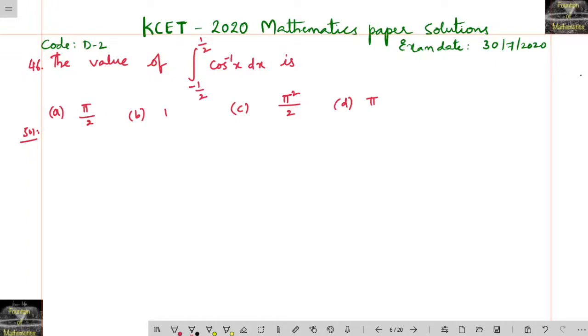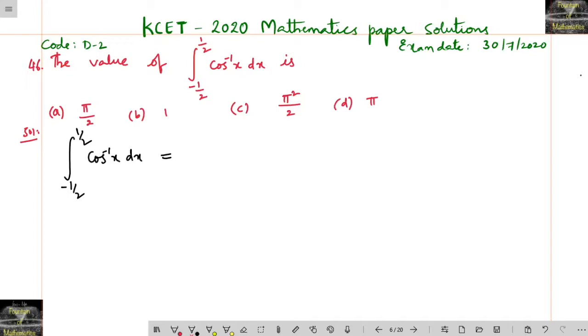Hello students, let's continue KSET 2020 mathematics paper, question number 46. The value of the integral from minus 1 upon 2 to plus 1 upon 2 of cos inverse x dx is equal to.